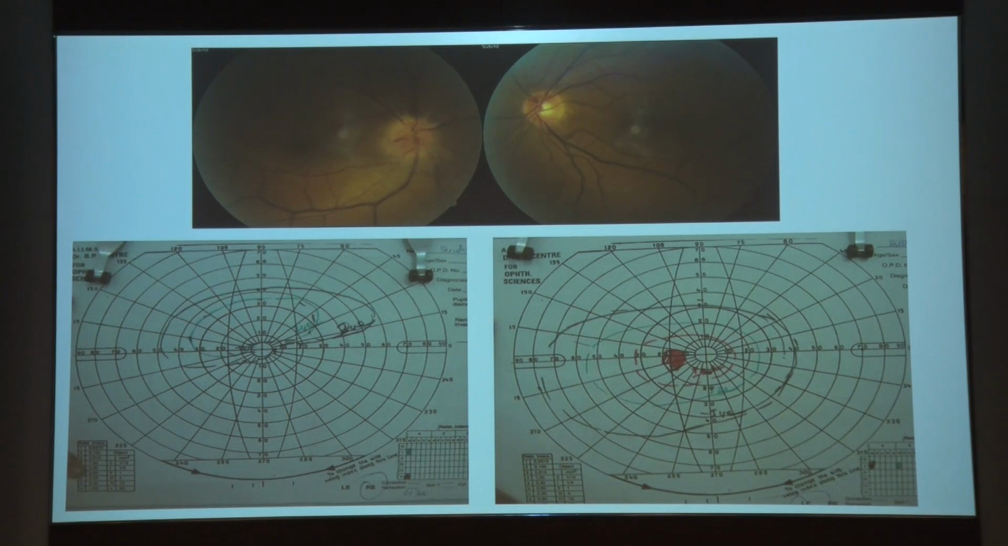So now another case. What you see in this right eye is a disc edema. But what is typical is that it's a pale disc edema, not a hyperemic disc edema. Hyperemic disc edema goes in favor of papillitis. Pale disc edema goes in favor of ischemic optic neuropathy. And when you get the visual fields done, you see an inferior altitudinal defect. So this is a case of NAION.